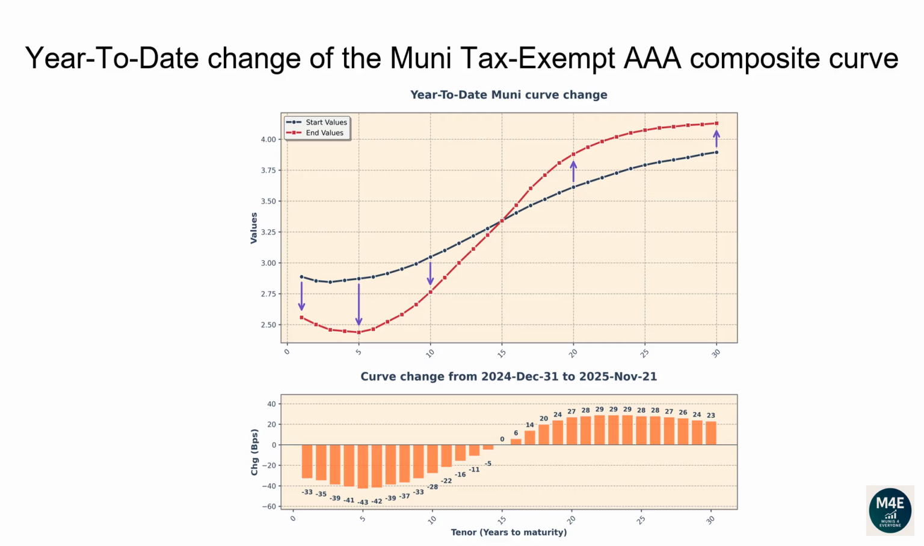The 1-year tenor changed -33 basis points. The 2-year tenor changed -35 basis points. The 5-year tenor changed -43 basis points. The 10-year tenor changed -28 basis points. The 20-year tenor changed 27 basis points. The 30-year tenor changed 23 basis points.